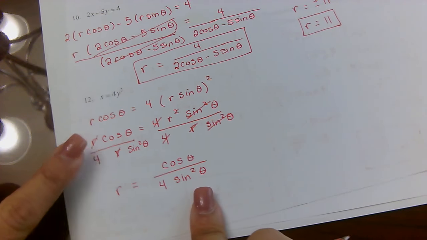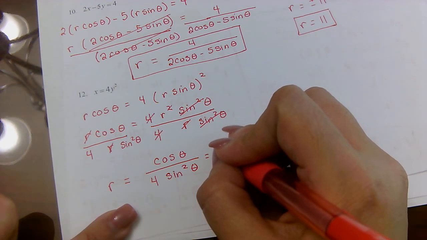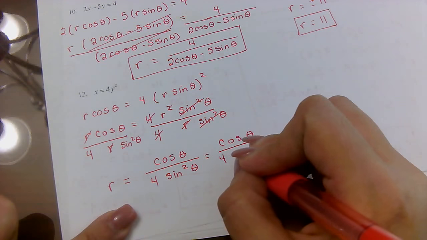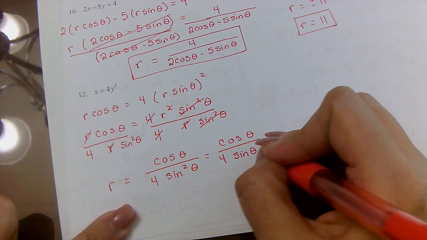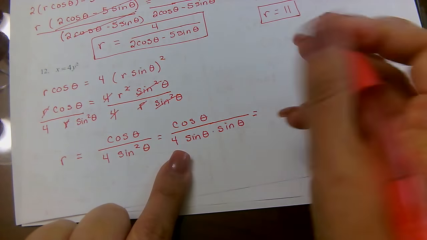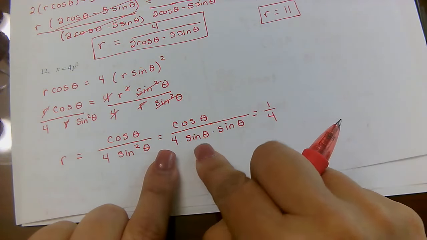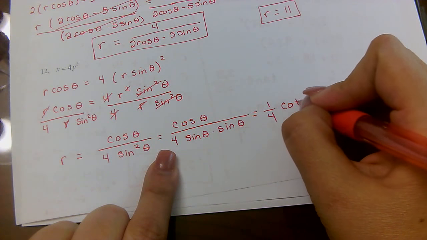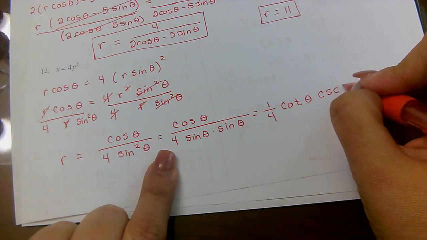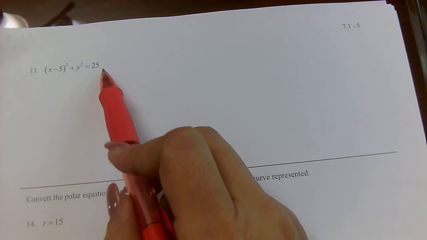Okay, we're not done yet. Remember, we can break this up and simplify. So I'm going to use cosine theta over 4 sine theta times sine theta. Now we're going to go ahead and break it up more. I can say 1/4 times cosine over sine is cotangent, and 1 over sine is cosecant.